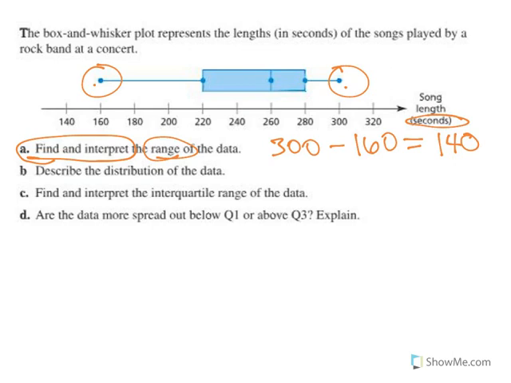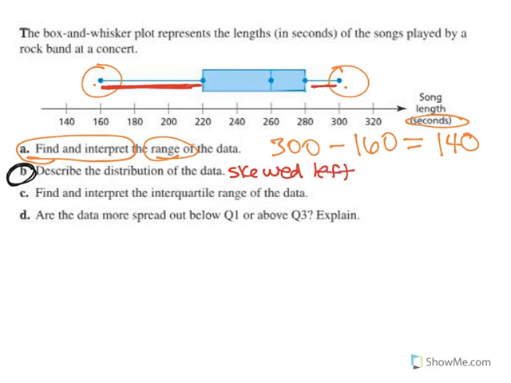Okay, and then this is the one from the notes that you just took. We're going to describe the distribution of the data. Well, we need to look at it. Look at your whisker. Is this whisker longer or shorter than that whisker, or equal to? Well, it looks to me like this one on the left is longer, so it is skewed left.